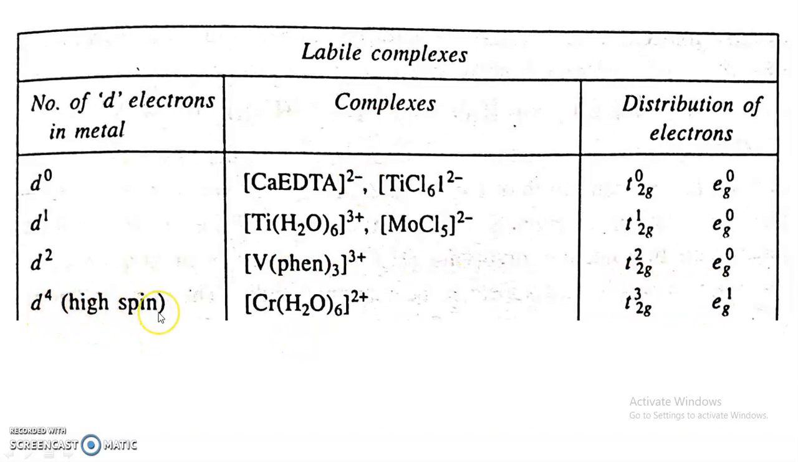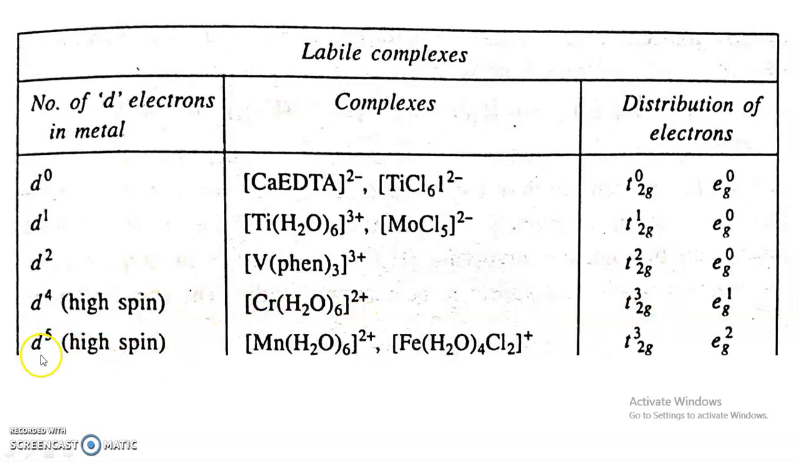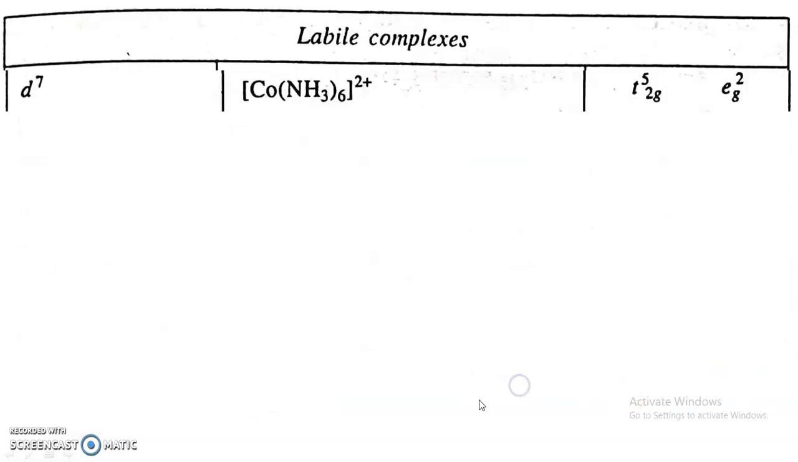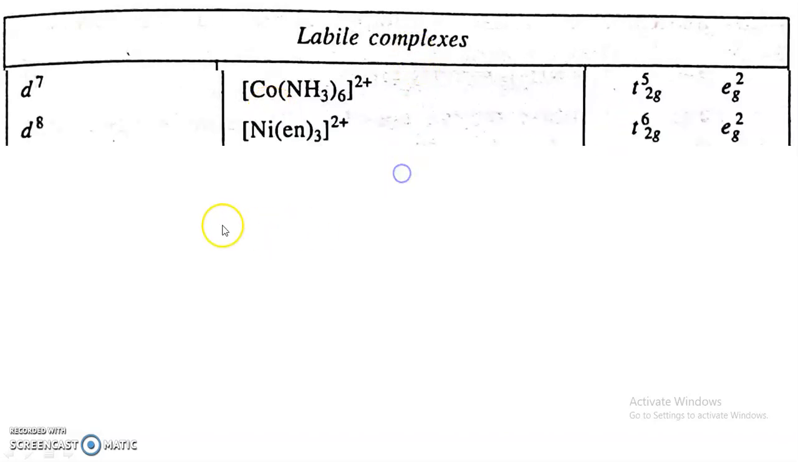The d4 high spin complex of chromium will be labile. Then the d5 high spin complex of manganese and ferrous will be labile. And the d6 high spin complex of iron will be labile. Similarly, the d7 complex may be outer or inner orbital high spin. So the d7 complex of cobalt will be labile.